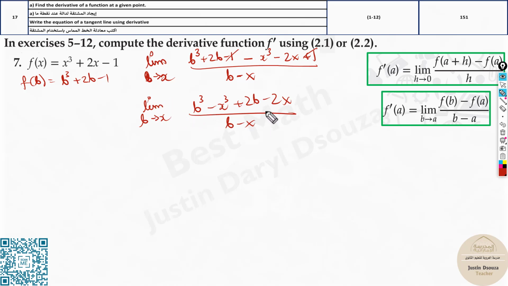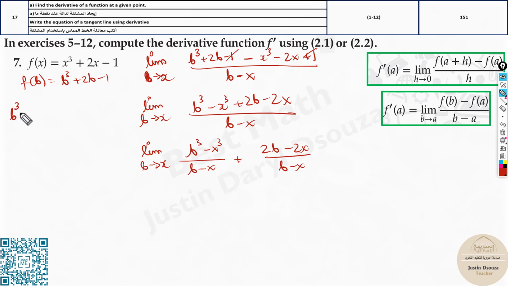Okay, that's the reason. Now then, again, what we did just a while ago, we do the same thing. See, b and x are over here and over here, so let me split it out. It's b cubed minus x cubed divided by b minus x. And what about this plus? It's 2b, it's plus only, minus 2x divided by b minus x. The limit is b tends to x. Now you must recall the formulas for b cubed and x cubed.